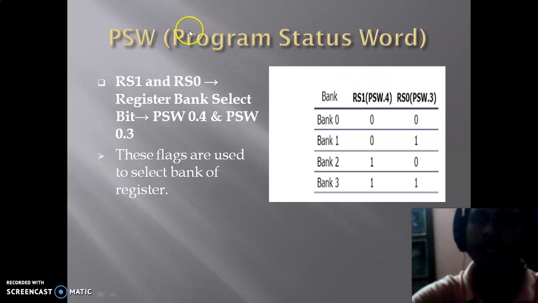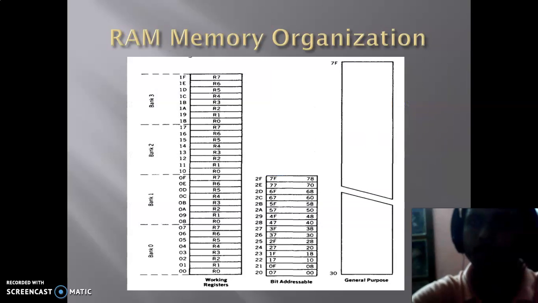So these are the PSW, the program status word, by which we can get the status of the flags as well as select the register bank. Next I'm going to discuss the RAM memory organization.